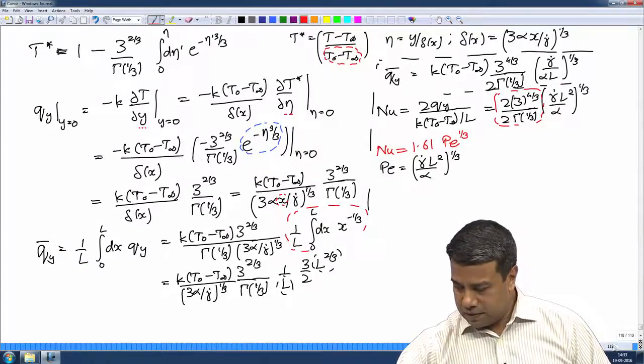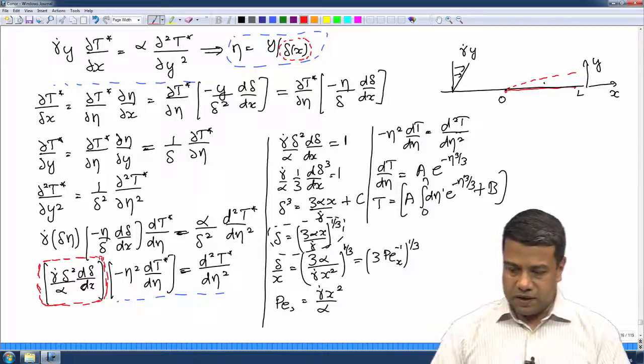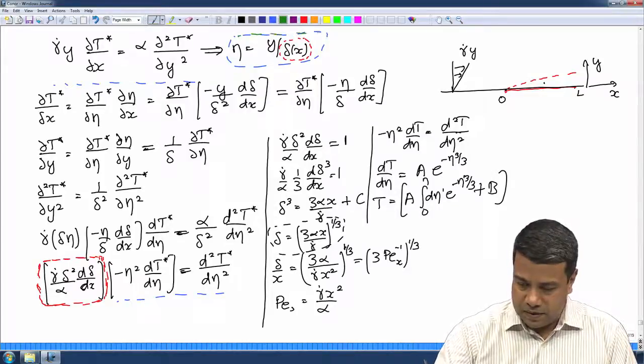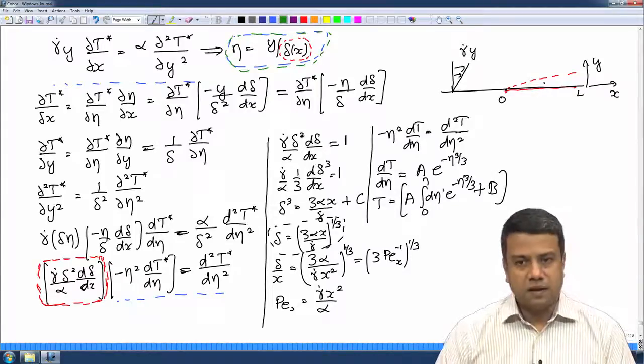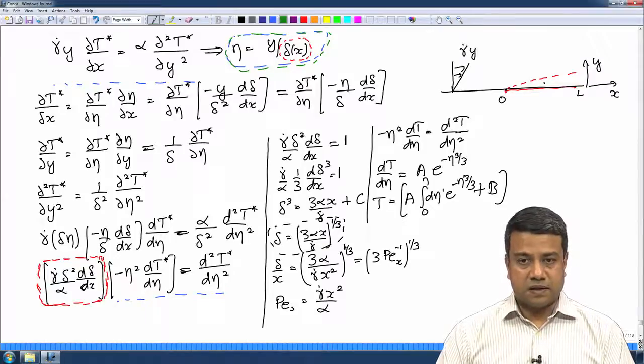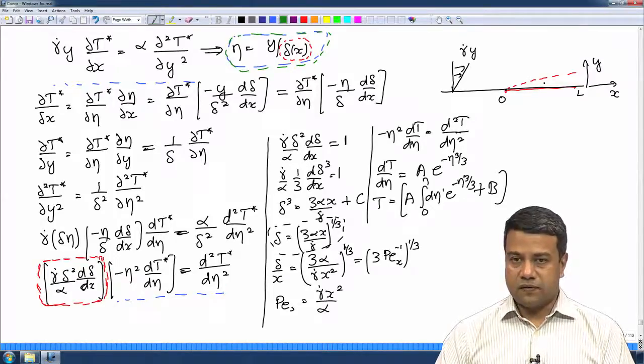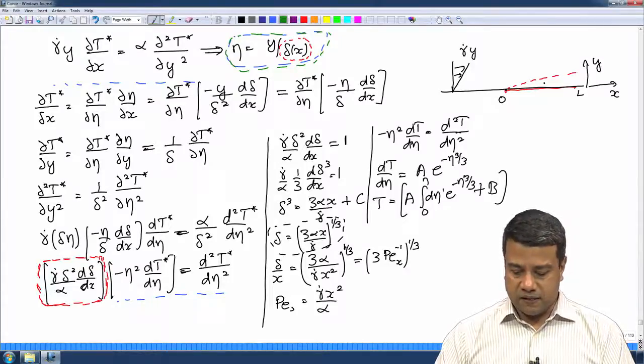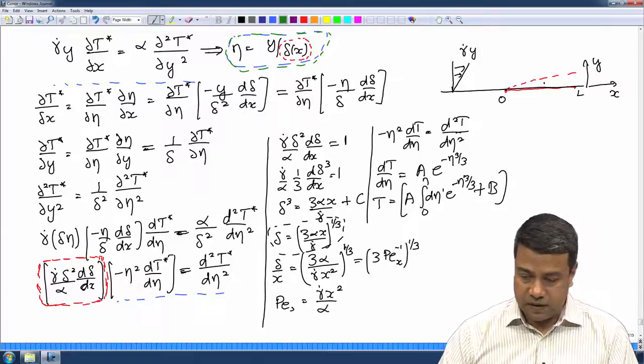What we had done was to write down the temperature at any location x as a function of a similarity variable eta, which is y divided by delta of x, where delta of x is the boundary layer thickness, because we know that convection and diffusion have to be of equal magnitude within a thin boundary layer near the surface, even in the limit of large Peclet number. The thickness of this layer decreases as the Peclet number increases, but within this region both convection and diffusion are of equal magnitude.